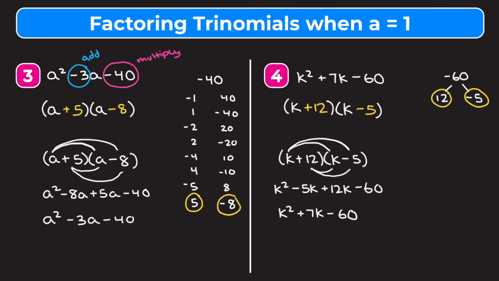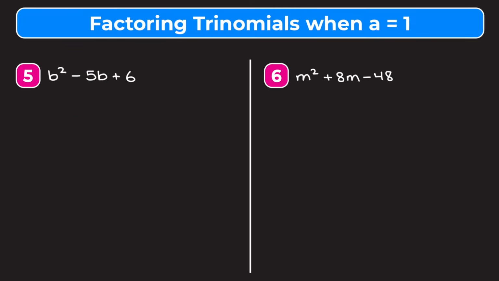Let's go through two more examples just to make sure we've got it down. So for these last two examples, I encourage you guys to pause the video and try them on your own, and then you can watch me work through them to make sure that you've done them correctly. So for number 5, we have b squared minus 5b plus 6. So we need two factors of positive 6 that add to negative 5. So both of our factors have to be negative, because two negative numbers multiply to a positive, but they're going to add to a negative. So negative 2 times negative 3 multiplies to positive 6, but adds to negative 5. So those are our two factors.